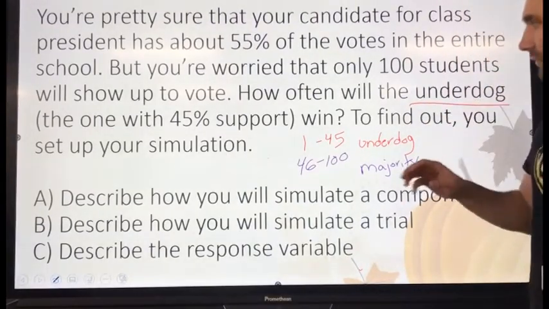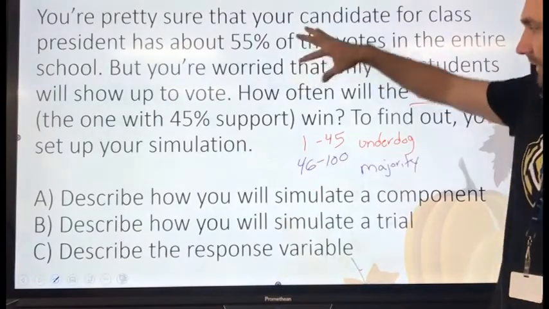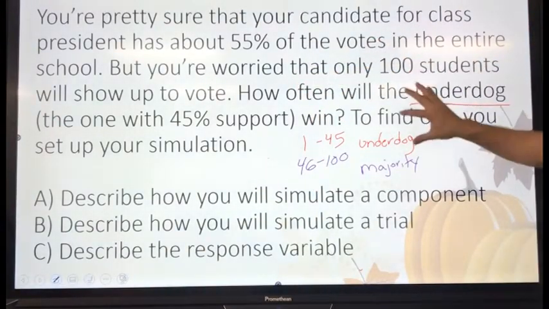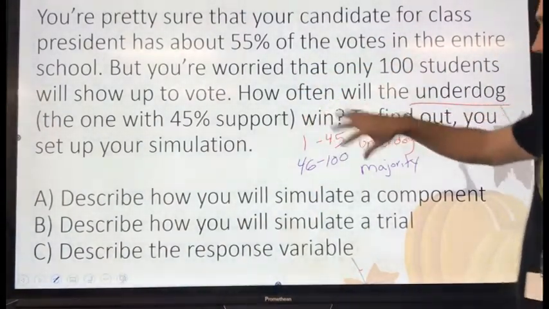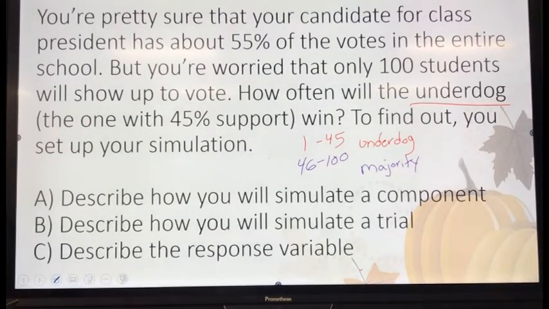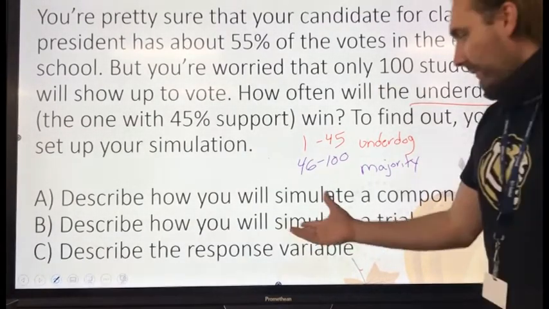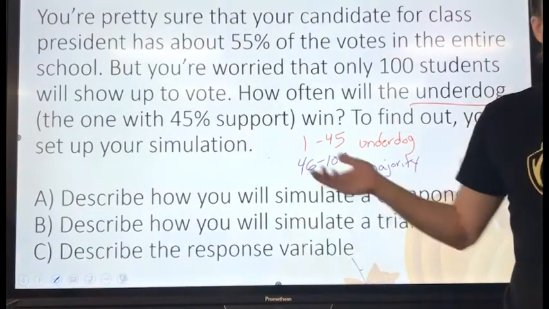So our simulation is going to run. We're going to have a random number generator. If we get numbers between 1 and 45, those are considered the underdog votes. 46 to 100, the majority. So how would we simulate the trial? We'll just run that generator, right?